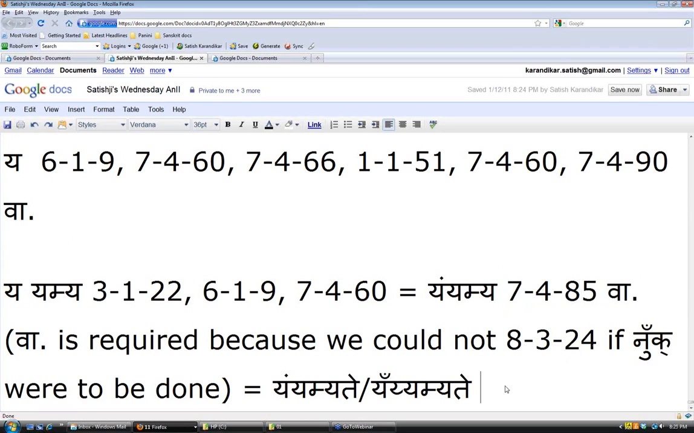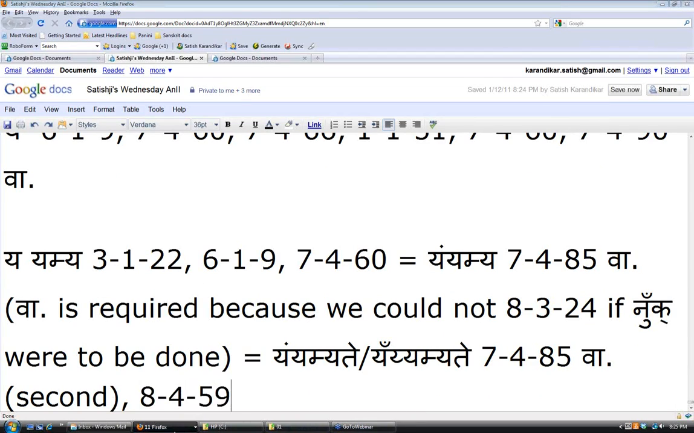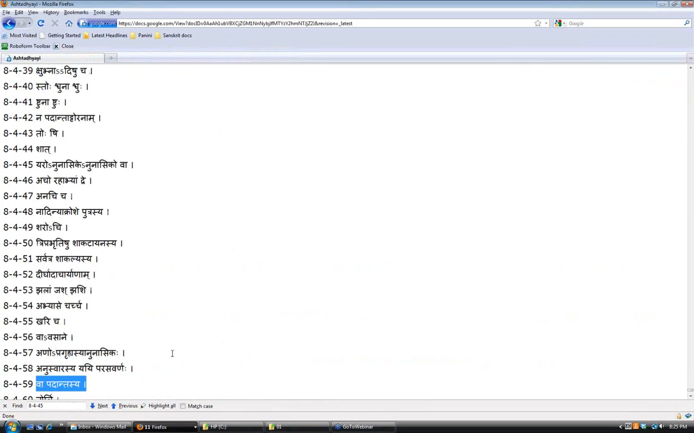7485, Dvitiyam vartikam Vyakhyanam. So vartikam again, the second vartikam. We can put that second vartikam. And after that we used the 74, sorry, 84, Anuswarasya Parasavarnaha Vapadantasya. I think 8459, Vapadantasya. Okay, so this is the fourth speciality of this, the Abhyasa Karyam for the young.